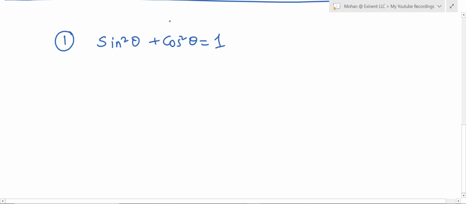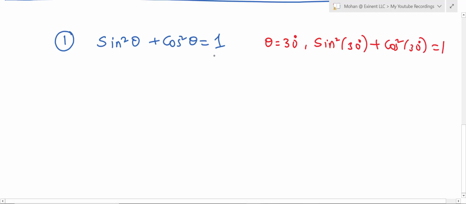So you would tell me, sir, is it possible? Like, is it possible for all the theta? Yes, of course. Let us suppose if you put theta is equal to 30 degrees. Then it will become sine square 30 degrees plus cos square 30 degrees is equal to 1. Yes. So it is an identity. Identity means which is true for all the theta.